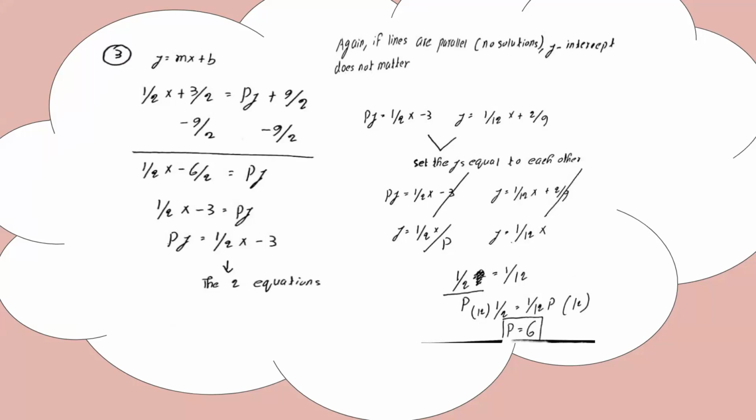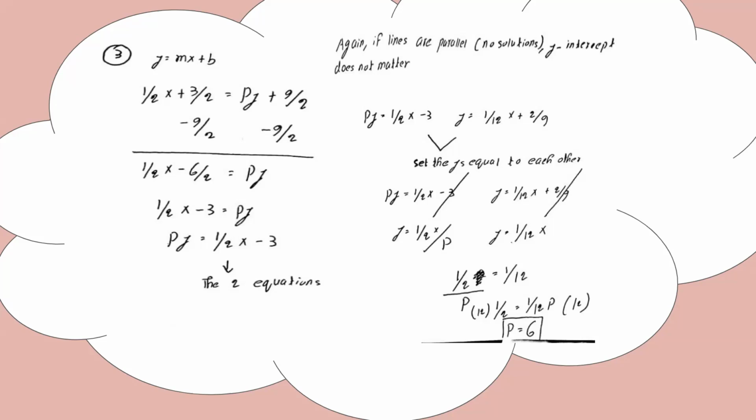And remember the other equation that helped us figure out the slope, which is y is equal to 1 over 12x plus 2 over 9. The first equation, 1 over 2x minus 3, had the y-intercept of -3, and the other line, y is equal to 1 over 12x plus 2 over 9, had the y-intercept of 2 over 9. But remember, the y-intercept does not matter here because they're parallel lines. So we're going to get rid of both of the y-intercepts. So we're left with the equation y is equal to 1 half x over p and y is equal to 1 over 12x.